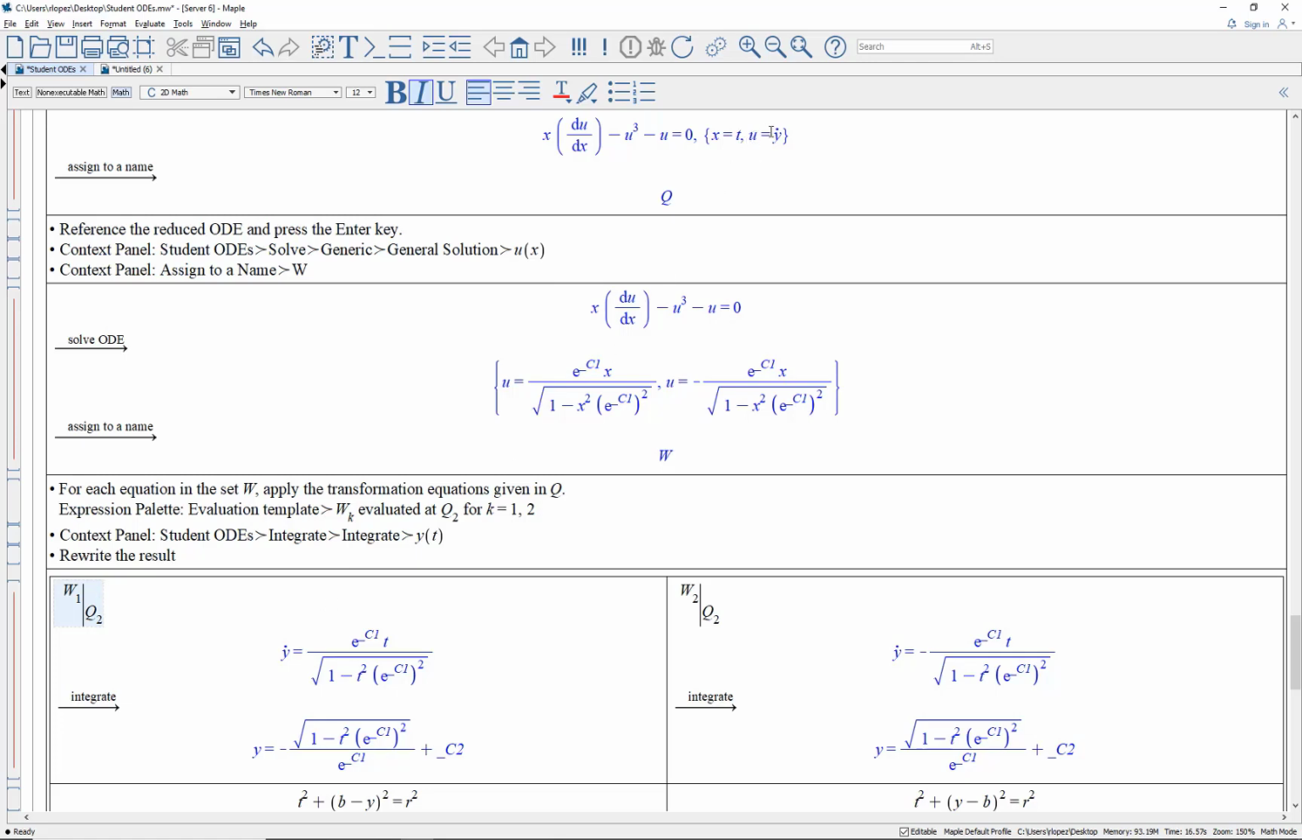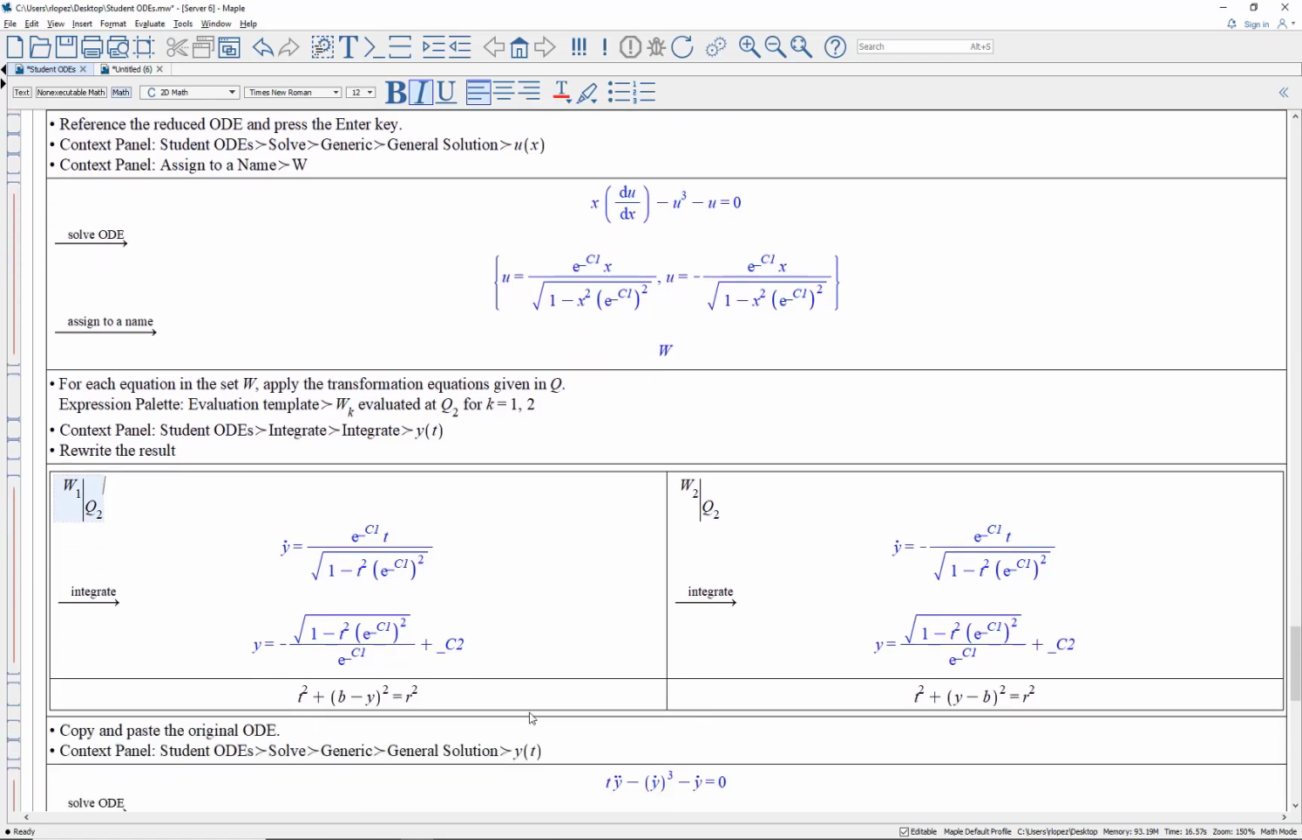So the U becomes Y dot, which means you have an integral here you can evaluate. So you hit it with the integrate, and there's an integrate in the context panel. You get this form of the solution. And then you take the second solution here in W, and you evaluate it with these two equations, and you get this differential equation, which is just an integral, and you integrate and you get that.